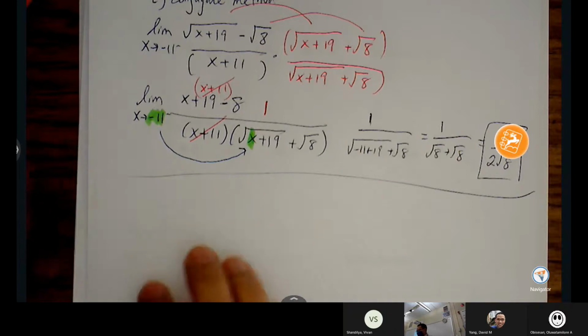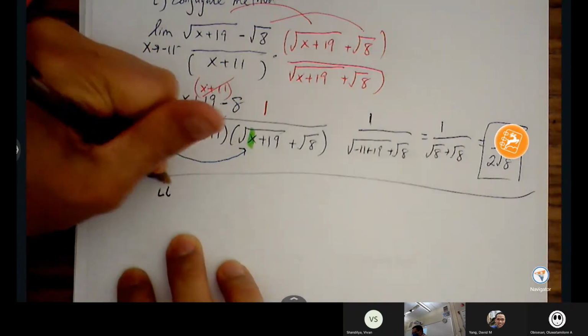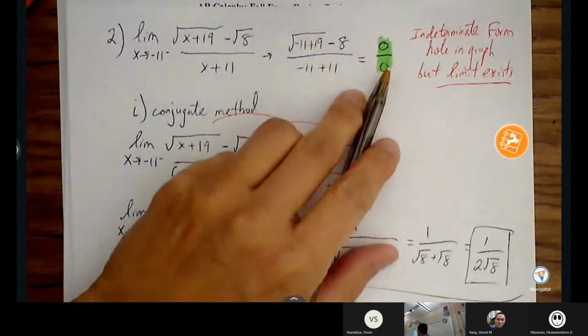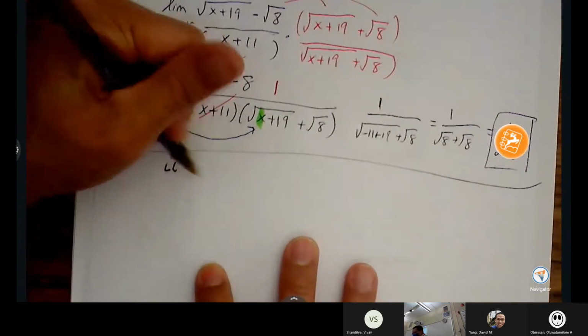Okay, that's option 1. We have a second option, which is L'Hopital's rule, because we have 0 over 0. We have this option available to us.